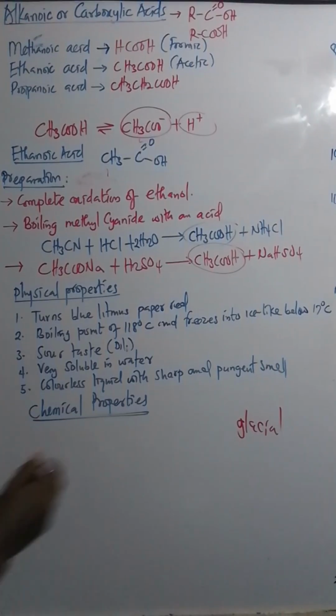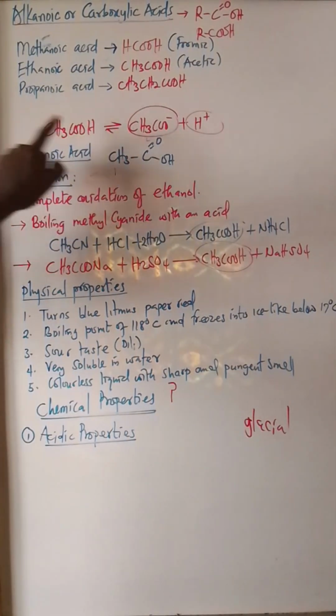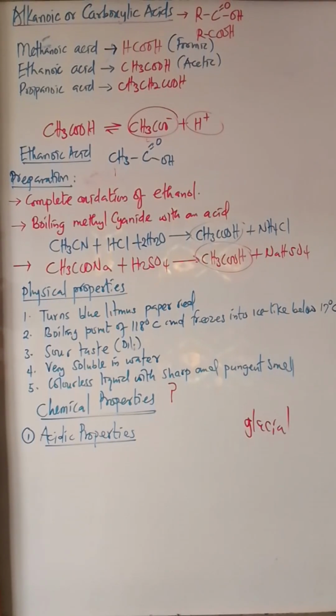What about its chemical properties? We are first going to talk about its acidic properties. Its acidic property has already been described here. It is monobasic, so it is going to act like monobasic acids, and it is going to have the same chemical properties as other acids. It is an organic acid, it is monobasic, and it is a weak acid.